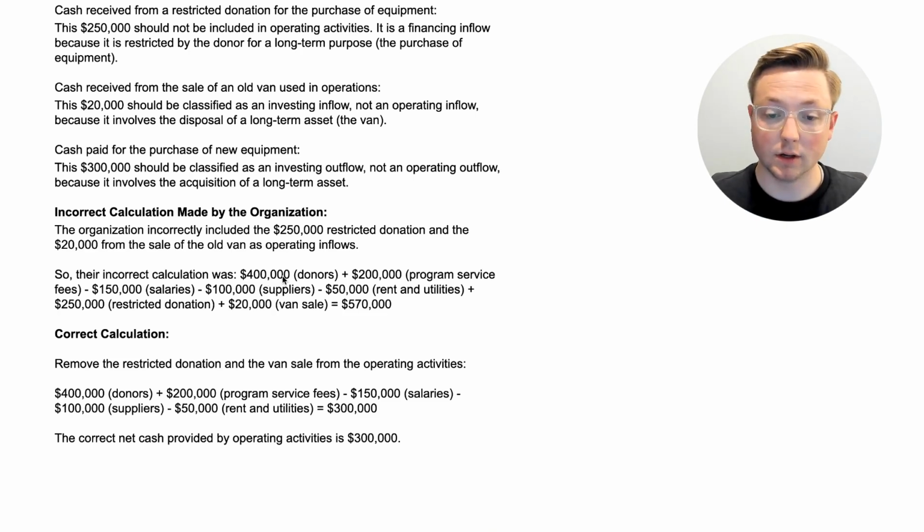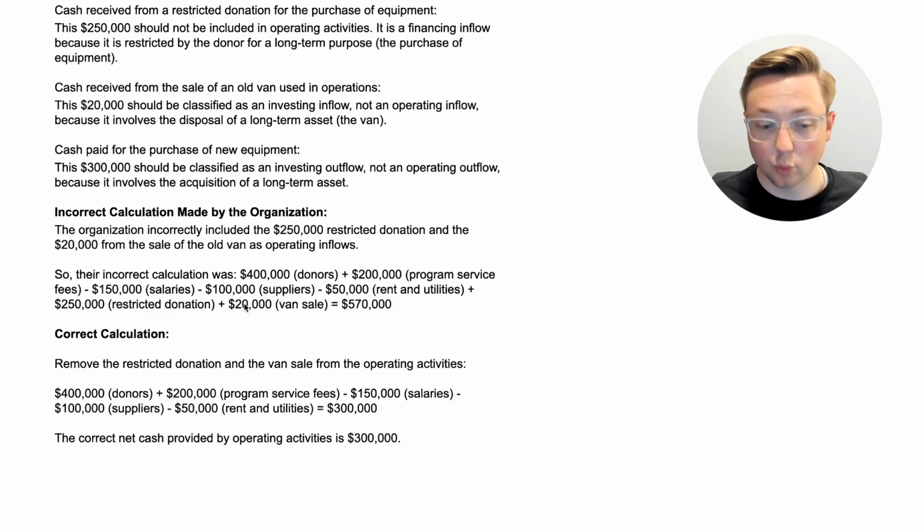They did include the $400,000 from donors, the $200,000 program service fees. They did take away the salaries, the payments to the suppliers, the rent and utilities. Those were all done correctly. But then they included the $250,000 restricted donation that was for a long-term asset, and they included the $20,000 from the sale of the van, which is from selling a long-term asset. So they shouldn't have included those, but they did. So they ended up with $570,000.